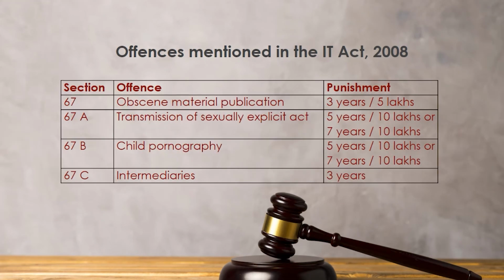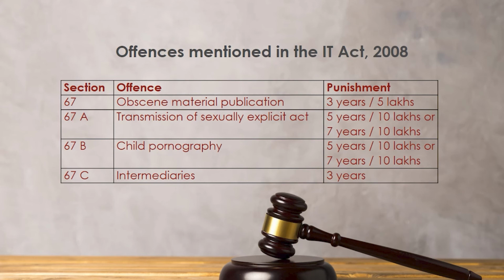And if you look at 67, it talks about publication of obscene material. If somebody uses the internet or cyberspace to publish offensive material, something like obscene material, then he or she will be punished with 3 years of imprisonment and 5 lakh rupees. And 67A talks about transmission of sexually explicit material or acts, and the punishment is 5 years and 10 lakh rupees or 7 years and 10 lakh rupees.